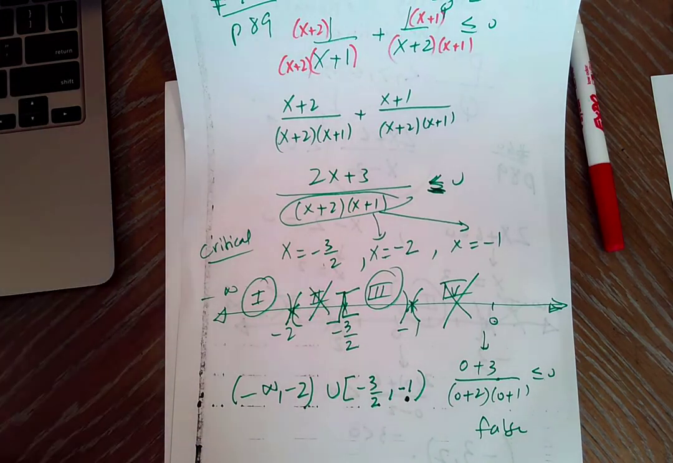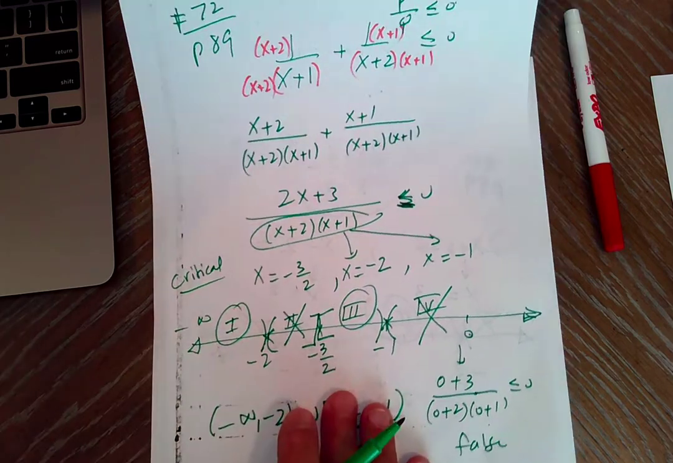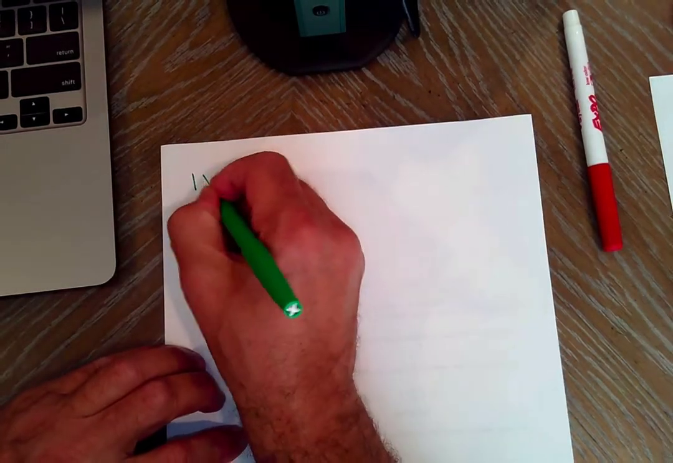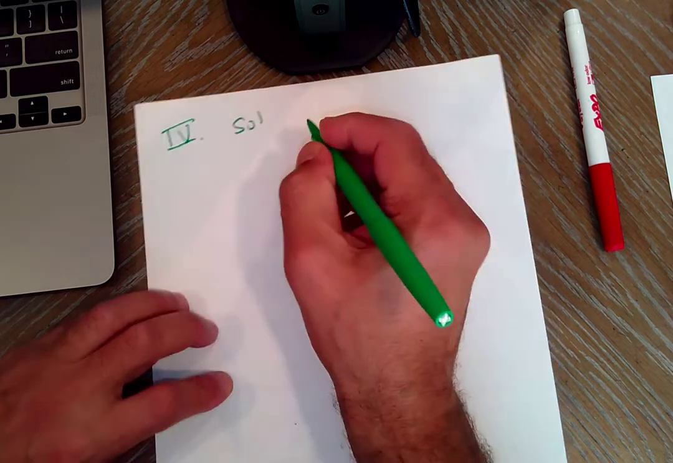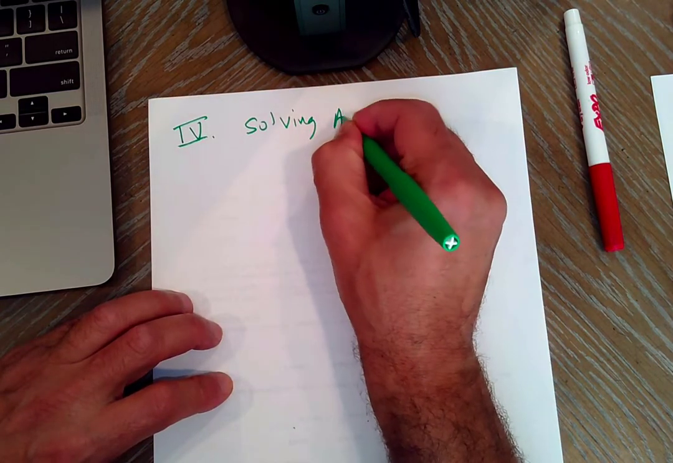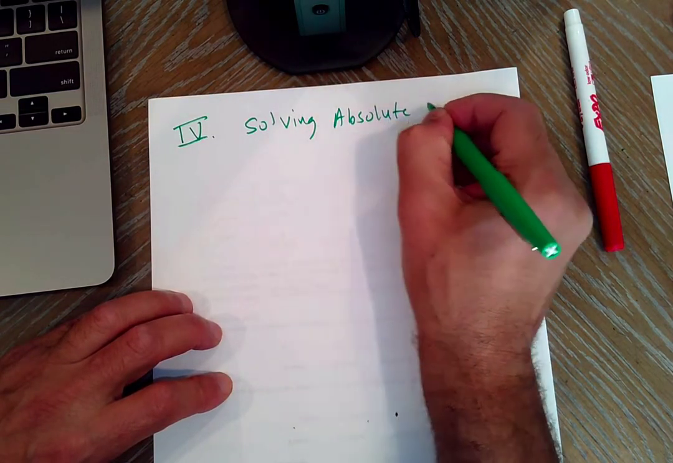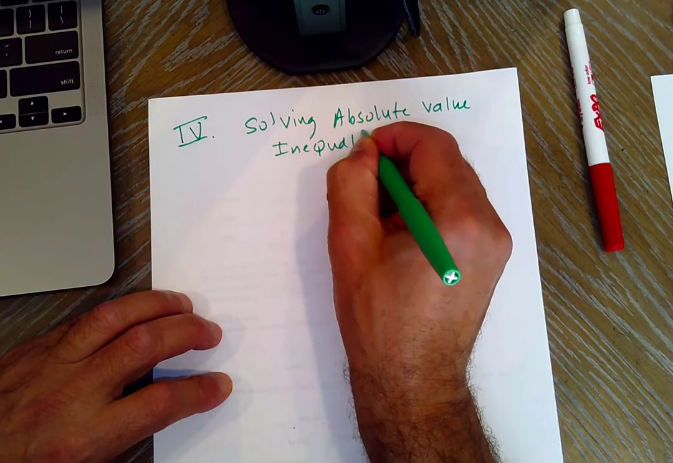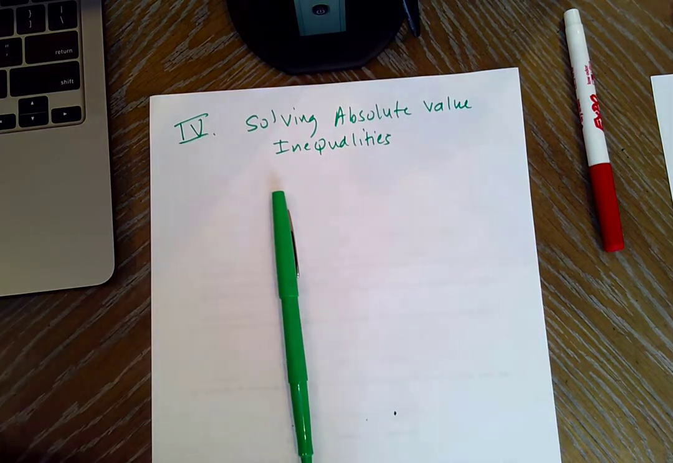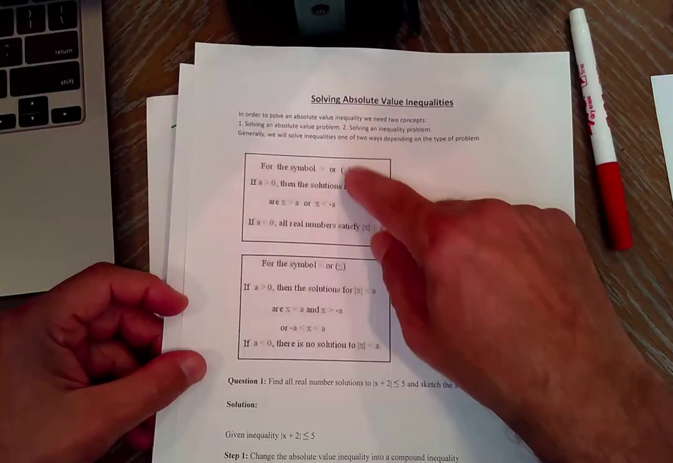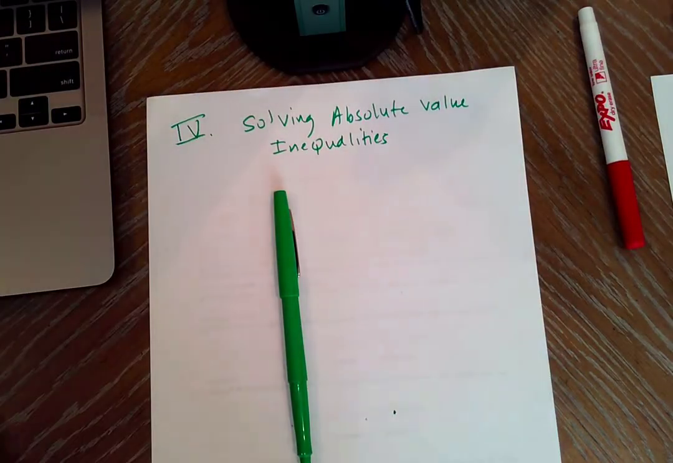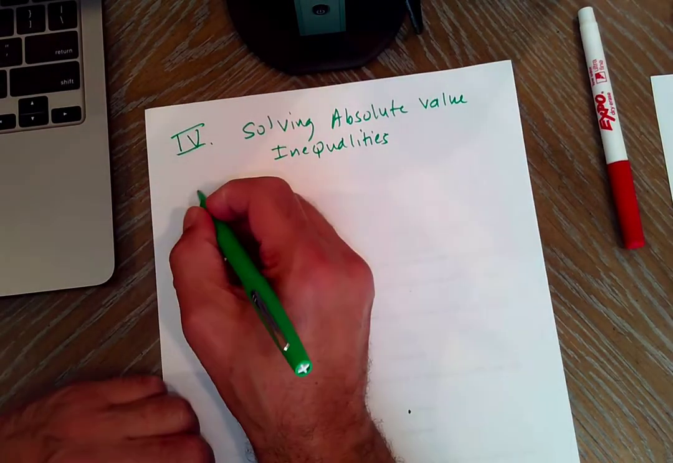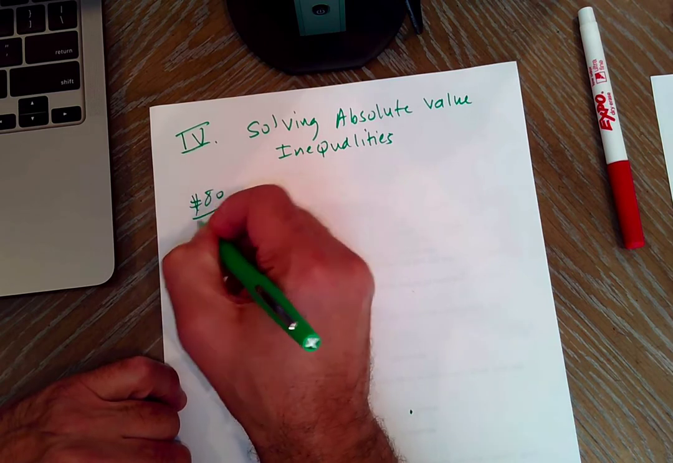Okay, then we're going to go over absolute value inequalities. Again, we have a handout for that. Solving absolute value inequalities. And here's the handout for that. It shows you all the rules and then a couple of examples. So please go over that. So number 80, page 89.